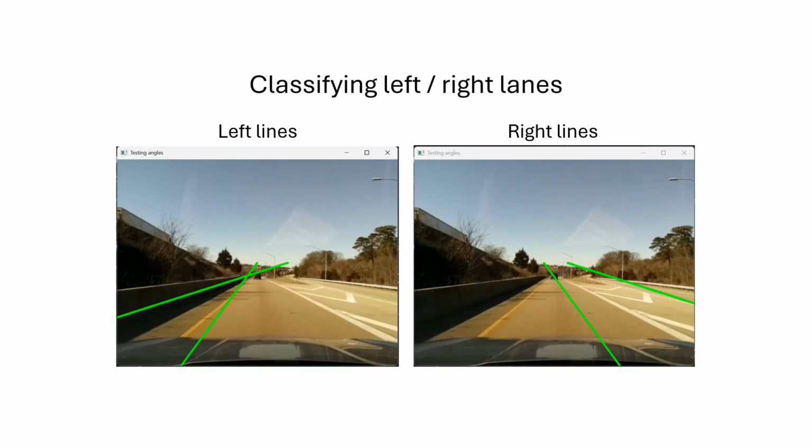This is to give some insight into how left and right lanes are categorized. The plotted lines indicate the allowable angles for either the left lane lines or the right lane lines.